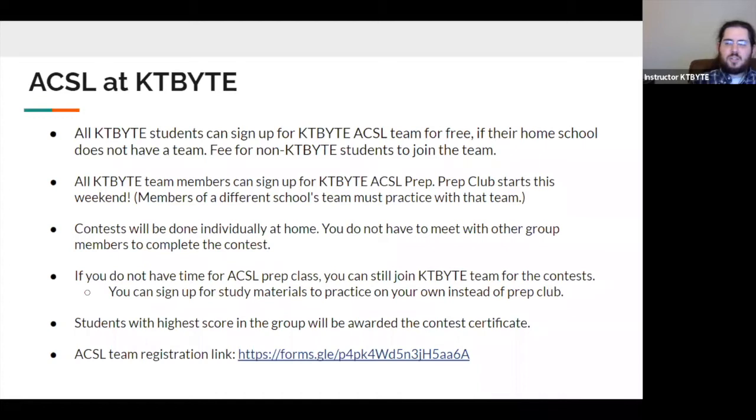You are allowed to do the team if you can't make the prep class or have already prepared for it. And there you can have access to the study materials. Again, there's a fee for those materials, but you could do that if you're not going to do the prep club. And then there is a certificate as well for students who do really well. So it's a great way to show your skills without having quite as high level difficulty as the others. We do have a form link here that everyone will have access to after the seminar.